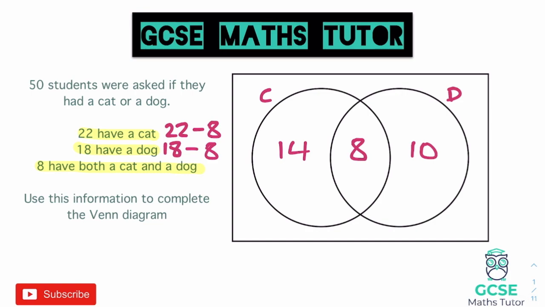And now we've got quite a lot of information there, but we need to figure out what goes on the outside. Now if we add all of those up, so 14 plus the 8 plus the 10, that adds up to 32. So we have 32 people, so we need to figure out what goes on the outside. To make that up to 50, we would have an additional 18 people that would go on the outside that have neither a cat nor a dog.